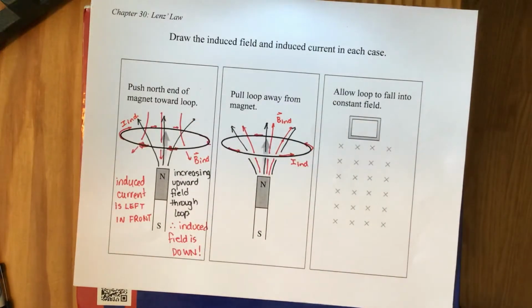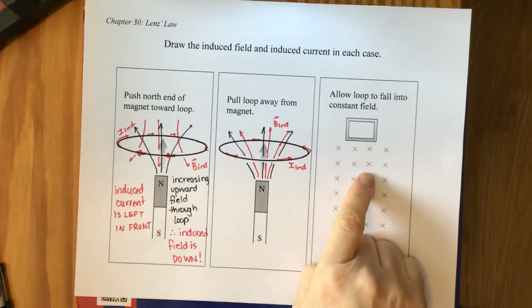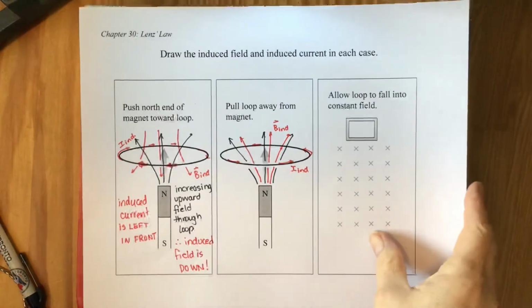The next one, what if we have a conducting loop and we allow it to fall into a constant magnetic field? Okay, I could draw on this, but it'll get a little bit cramped, so I'm just going to scribble on some fresh paper.